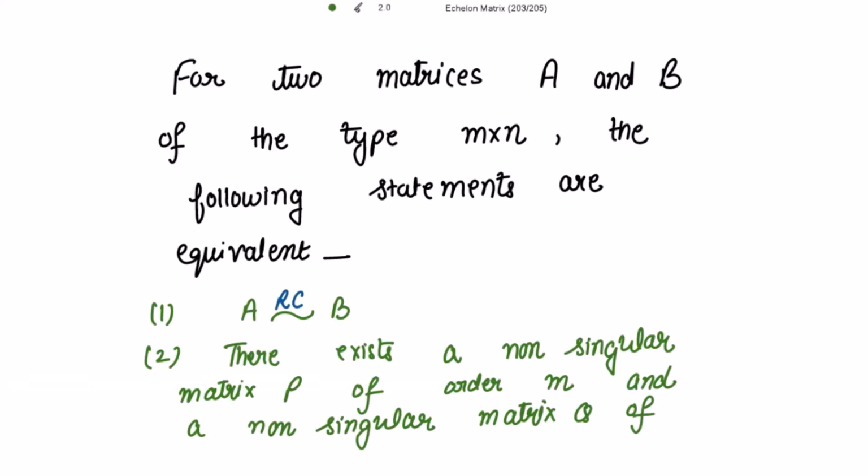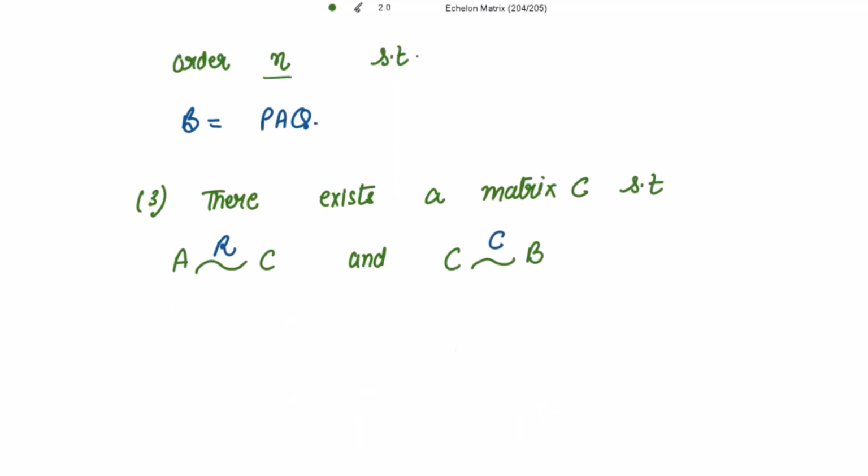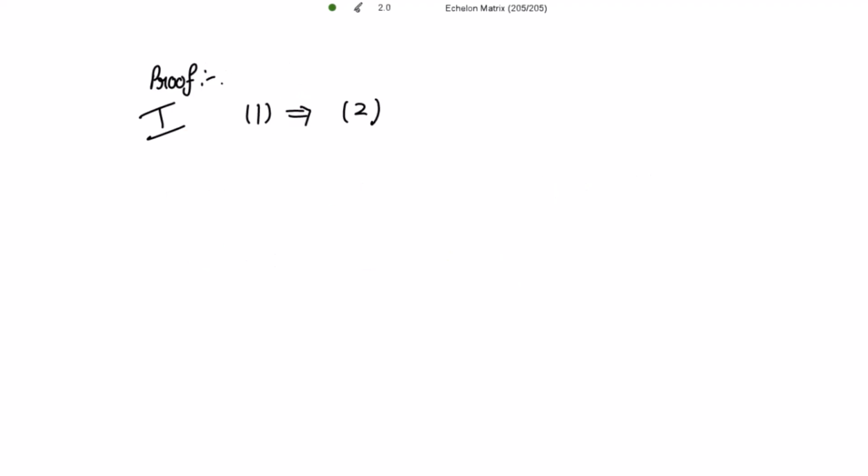For two matrices A and B of the type m by n, the following statements are equivalent. First, A is row column equivalent to B. Second, there exists a non-singular matrix P of order m and non-singular matrix Q of order n such that B is equal to PAQ, where it is pre-multiplied by P and it is post-multiplied by Q. Third, there exists a matrix C such that A is row equivalent to C and C is column equivalent to B. Let's start with the proof.